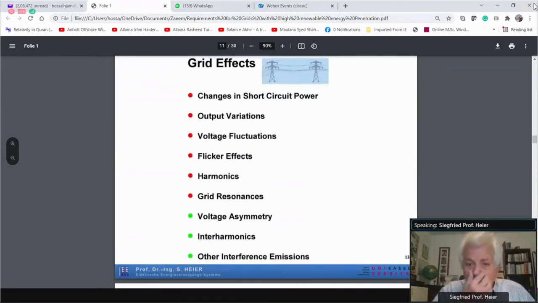So we come to the grid effects. And here we have the change of the short circuit power, the voltage variations, and so on, by output variations of the power, flicker effects, harmonics, grid resonances, all the others we have not in this consideration. Thank you. Next picture, please.